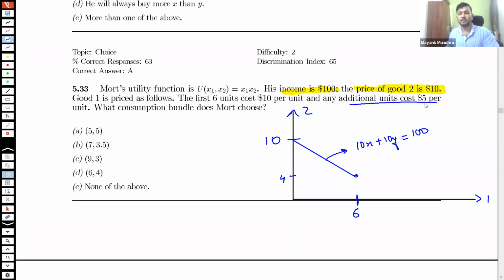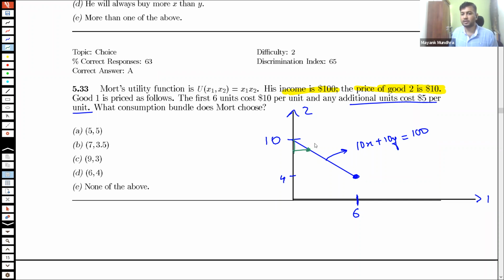After this, any additional units cost 5 per unit. So after this point 4, 10, what happens is if you give up 1 unit of good Y, you don't get 1 unit of good X, you get 2 units of good X. Till now, what was happening is if you give up 1 unit of good Y, you gain 1 unit of good X.